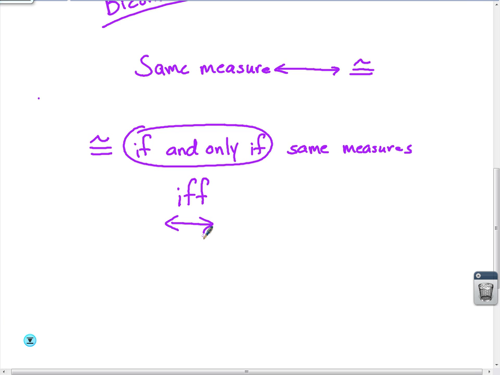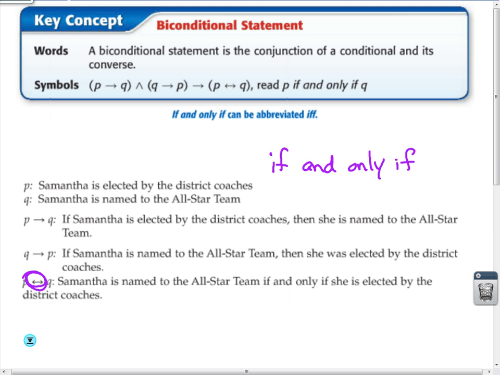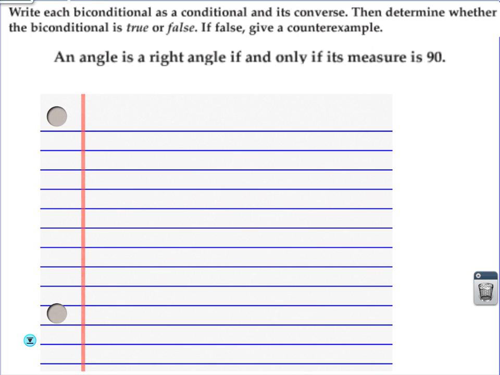It's true forwards and it's true backwards. Now let's take a look at some biconditional statements. Here's one. It tells us it's a biconditional. Write each biconditional as a conditional and its converse.